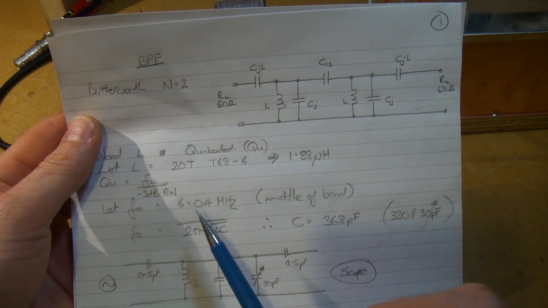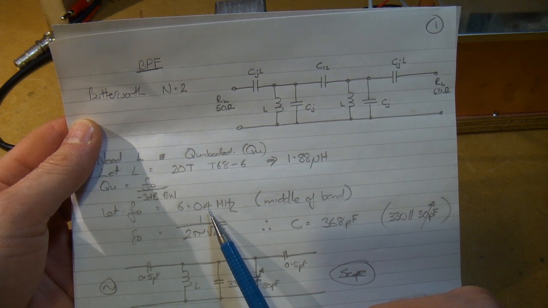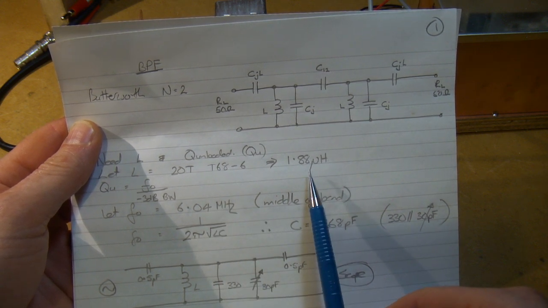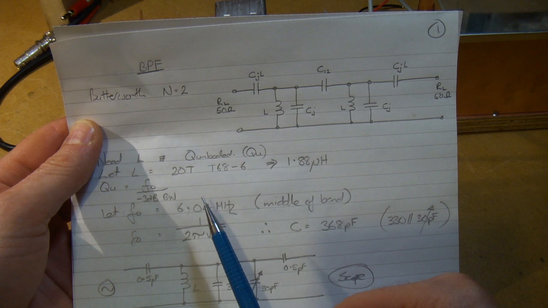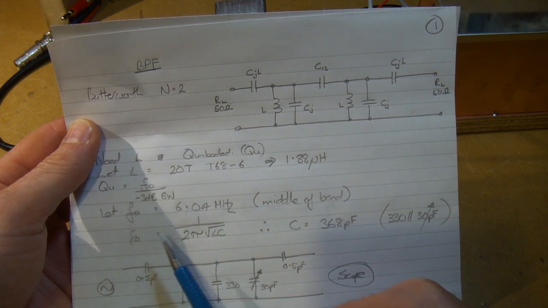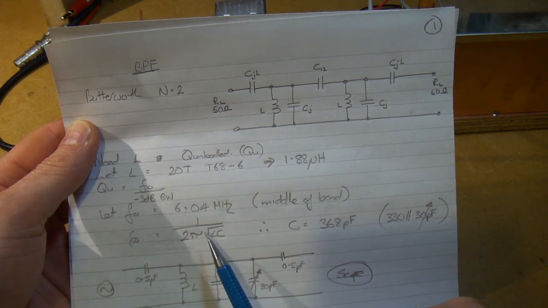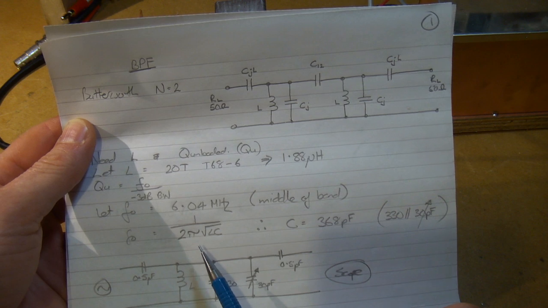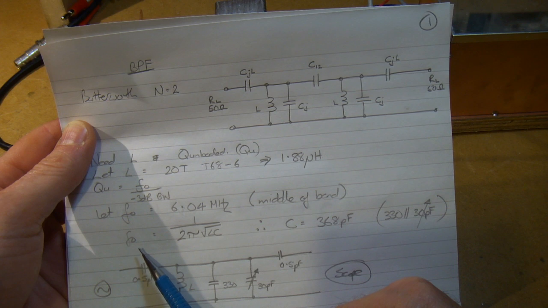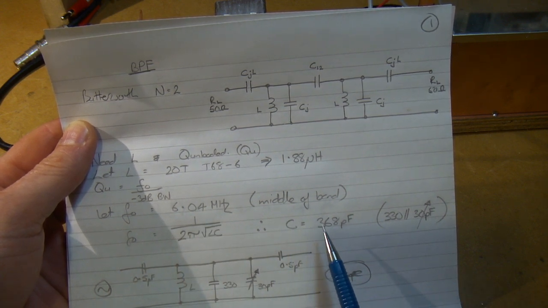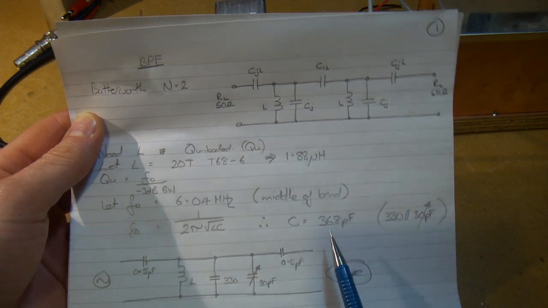So I'm going to choose a resonant frequency which is halfway in the band. That band is 5.9 to 6.2 megahertz, so I'll just use 6.04. I think 6.045 is more accurate, but close enough. As we know, the frequency of oscillation for this resonant circuit is 1 over 2 pi root LC. We know what our inductor is, 1.88 microhenries, and we know our frequency of oscillation, 6.04, therefore we can derive our capacitance by rearranging that formula, coming out with 368 picofarads.